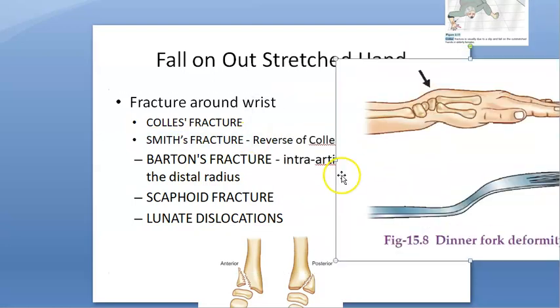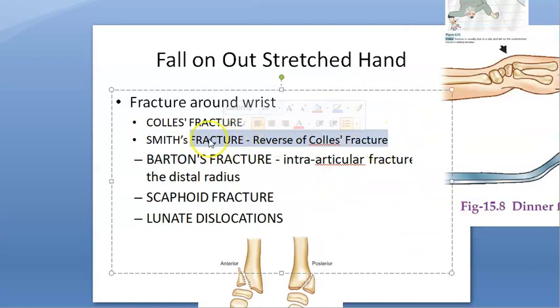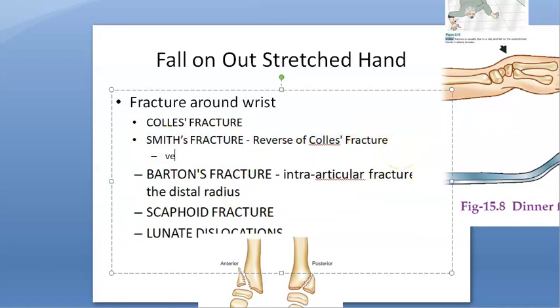Smith's fracture is just the reverse. Okay, there will be ventral shift. Okay, tilt ventral. This will be ventral shift and tilt. Cole's will be dorsal shift and tilt. So what will happen in Smith's fracture, because it is ventral shift, so you can understand because of this ventral shift, there can be carpal tunnel syndrome. Carpal tunnel syndrome can happen in Smith's fracture.